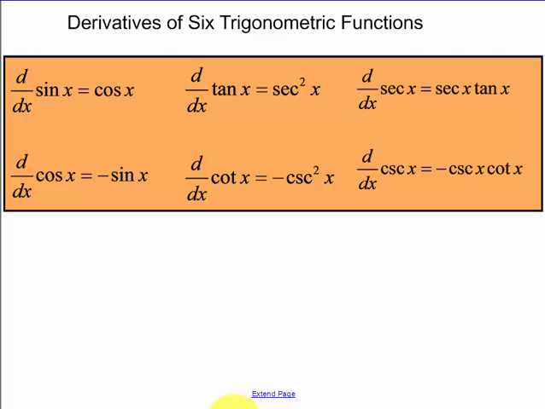Okay, derivatives of the 6 trig functions. You need to memorize these. Derivative of the sine is the cosine. Derivative of cosine is negative sine. Tangent is secant squared. Notice how tangent and cotangent are secant and cosecant paired together. And secant and cosecant are secant tangent, cosecant cotangent. Notice anything that starts with a co, when you're taking the derivative, has a negative in front of it. So that's just some fun tricks that can help you memorize.